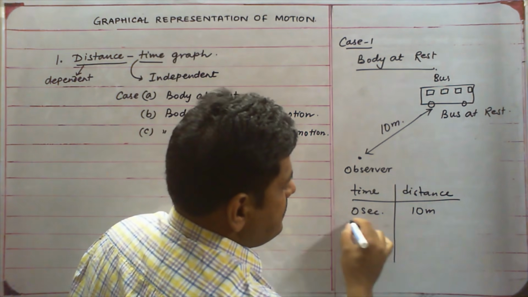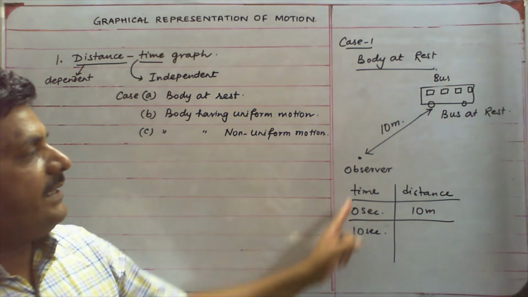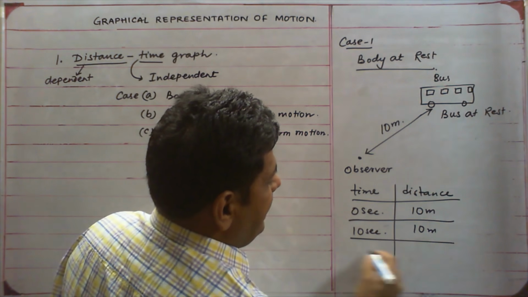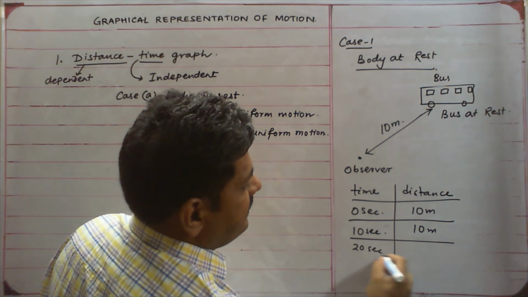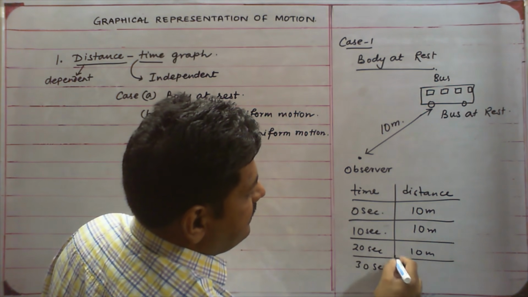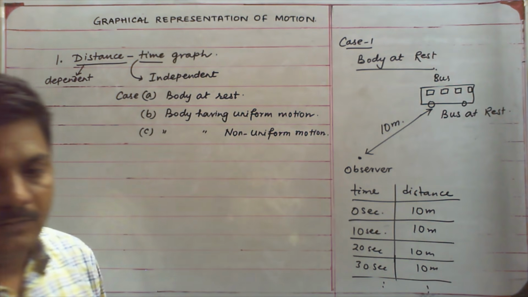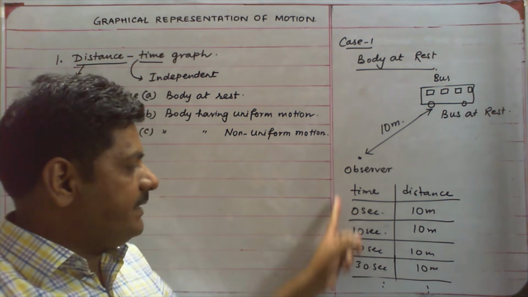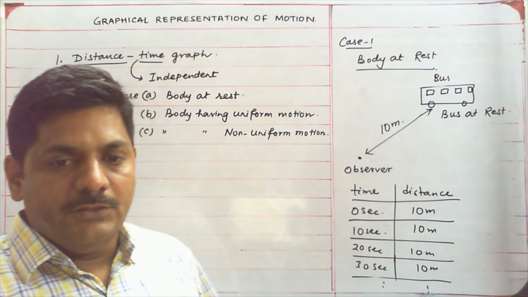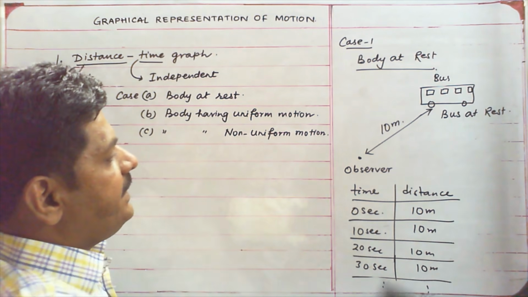After 10 seconds, the gap is 10 meters. After 20 seconds, the gap is 10 meters. After 30 seconds, the gap is 10 meters, and so on. So we have got this data with us. Now this has to be plotted in the graph. So how to plot? Let us take the same data and try to plot it.